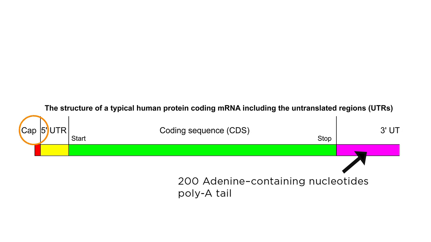Together, the 5' cap and the 3' poly-A tail on the messenger RNA signal that processing of a messenger RNA is complete. At this point, the transcripts are described as mature, and the messenger RNAs can be moved to the cytoplasm where they direct the synthesis of proteins.